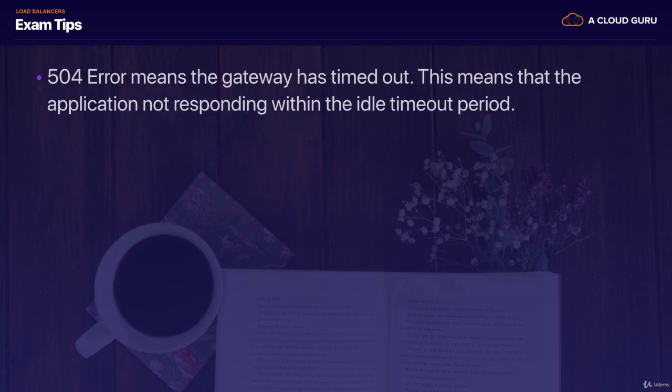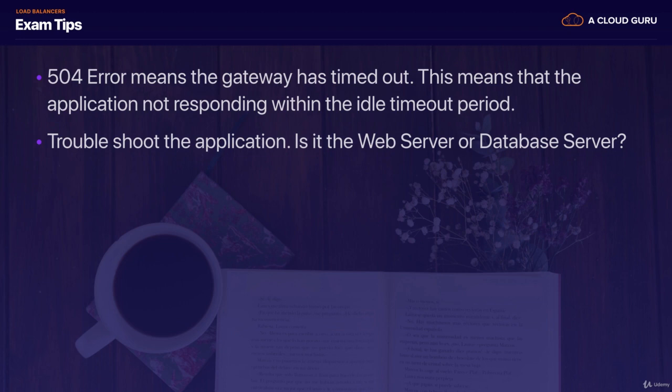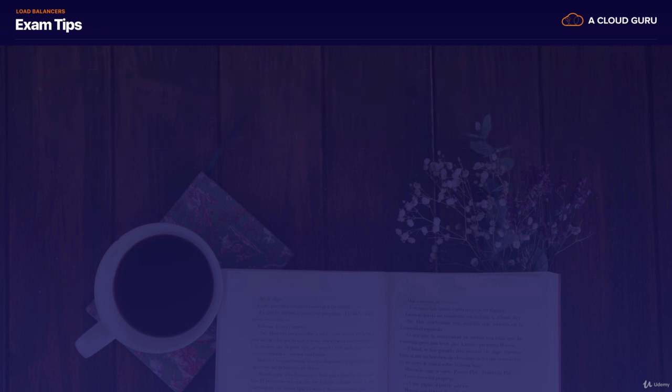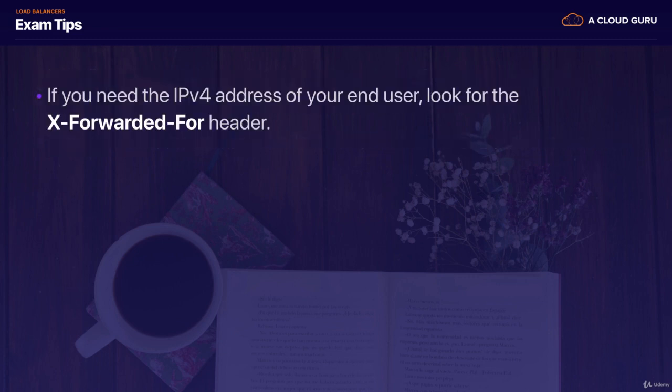and this means that the application itself has stopped responding within the idle timeout period, and you just need to go and troubleshoot the application, figure out if it's the web server layer or the database layer, and then go in and fix it. So you scale it up or scale it out. And then also just remember what the X-Forwarded-For is used for. Basically, if you need the IPv4 address of your end user, you need to look for the X-Forwarded-For header. So that is it for the theory lecture.